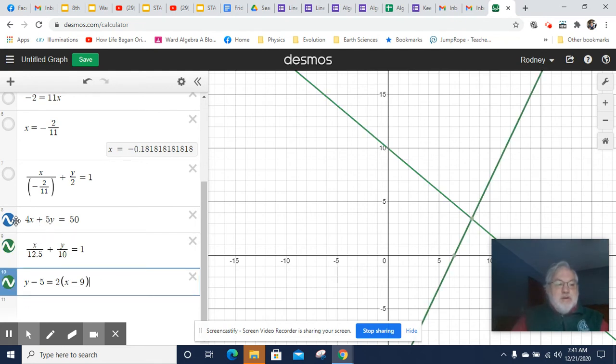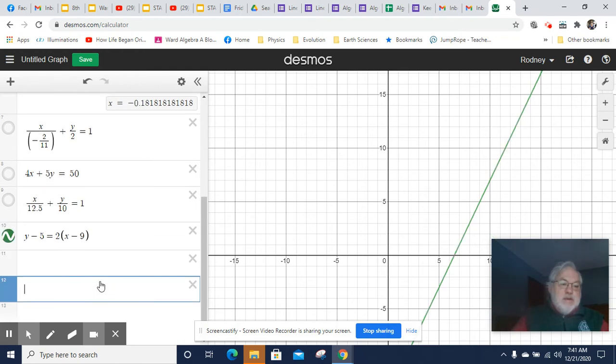Okay, now I'm going to turn that one off, and I ended up with x over the x-intercept plus y over the y-intercept. I'll turn that one off so it's not distracting, and let's look at how we can deal with a point-slope form equation.